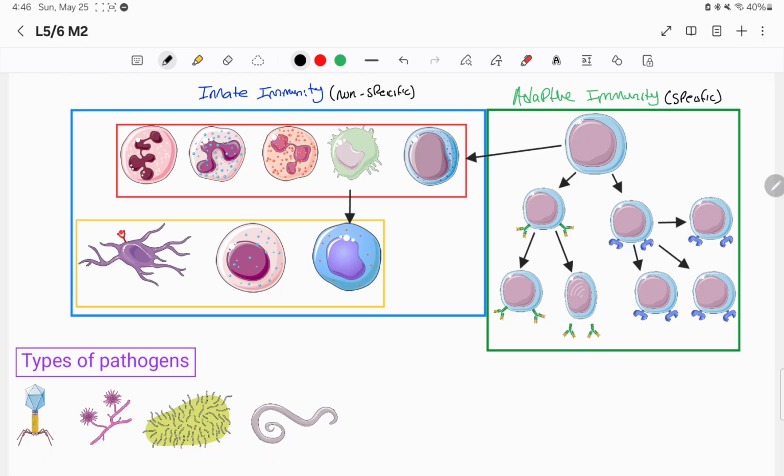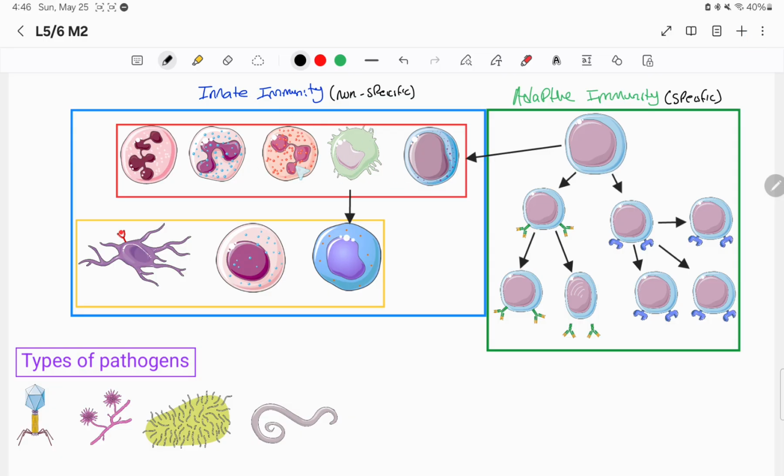And I have memory cells that can remember this and fight it, okay? Again, I'm giving you an overview here, but we'll talk about it in much more detail and it'll make much more sense by the end of the video. So let's dig into, firstly, the innate immune system. What are its components, okay?